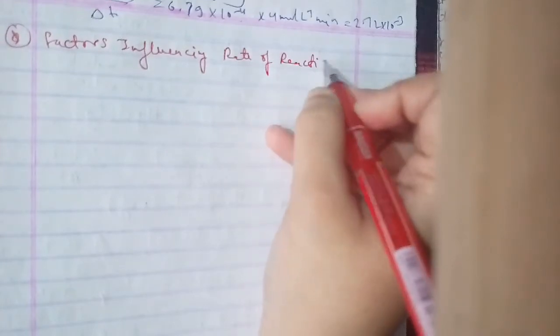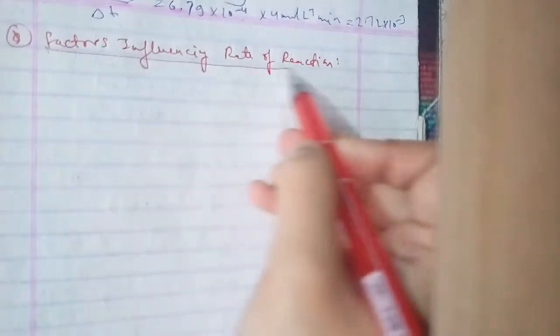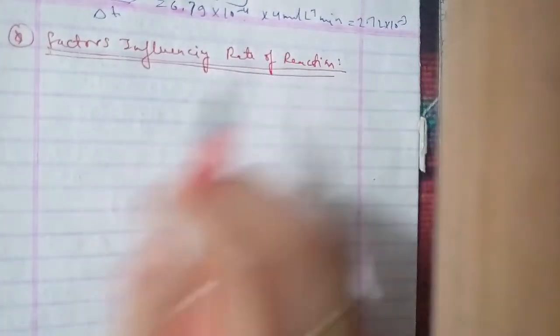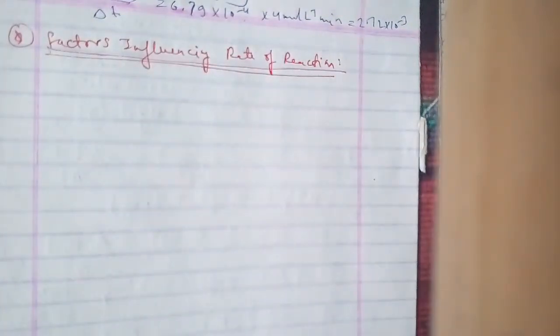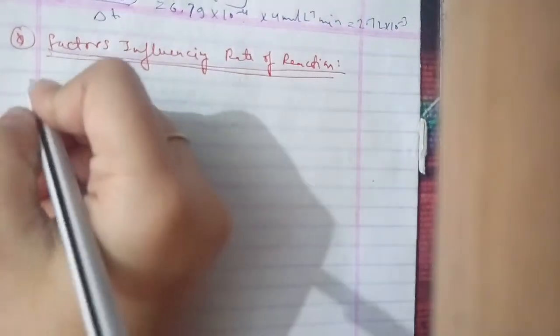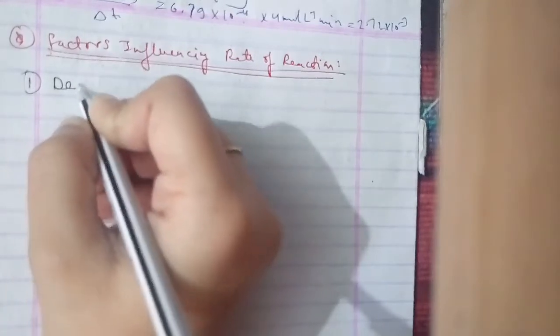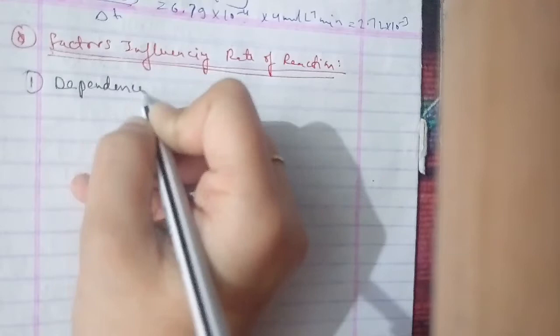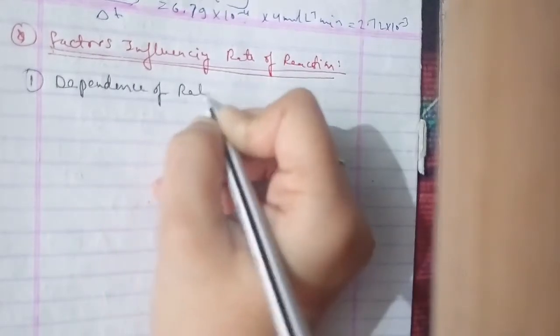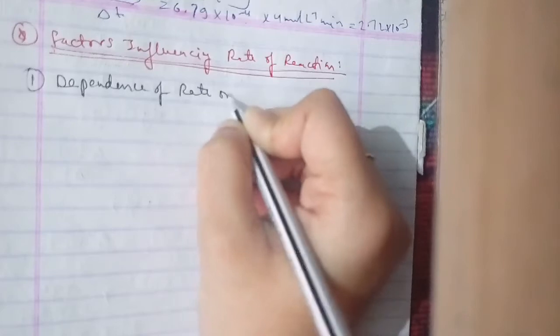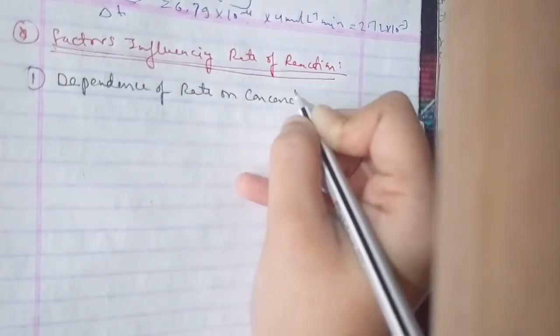For that, first we'll talk about the dependence of rate on concentration. The rate of a chemical reaction at a given temperature may depend on the concentration of one or more reactants and products. The representation of the rate of the reaction in terms of concentrations of the reactants is known as rate law, and it is also called the rate equation or rate expression.